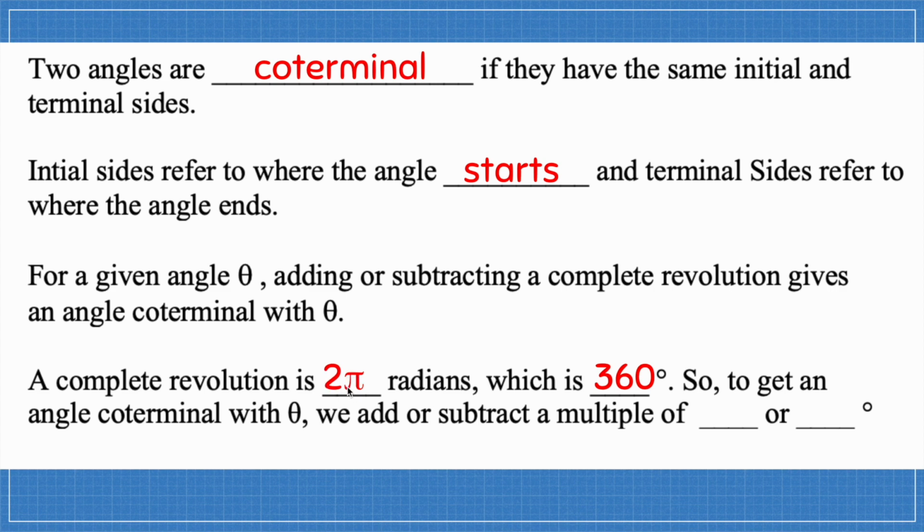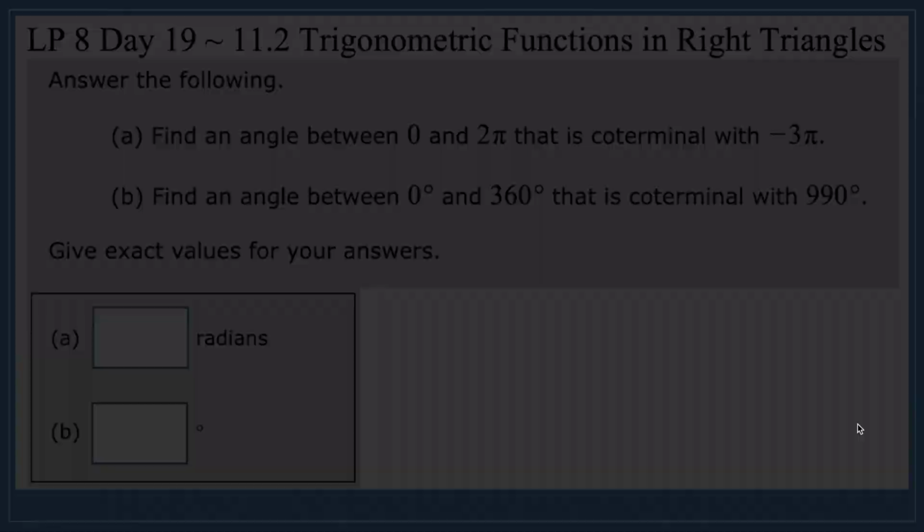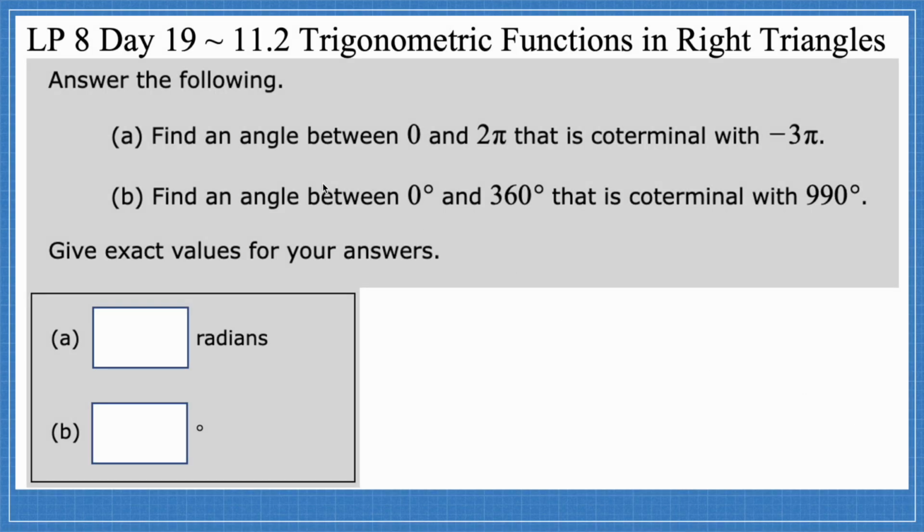So if we think about that, halfway around the circle would be 180, which would just be pi, right? If it's only halfway. So to get an angle coterminal with theta, we add or subtract a multiple of 2 pi or 360. So we can see how many times it's going around. So let's look at what all this means.